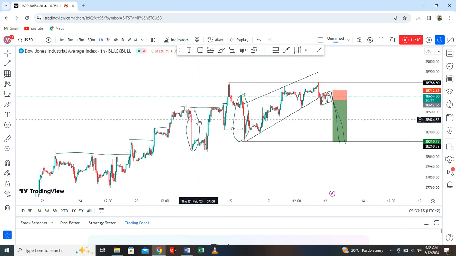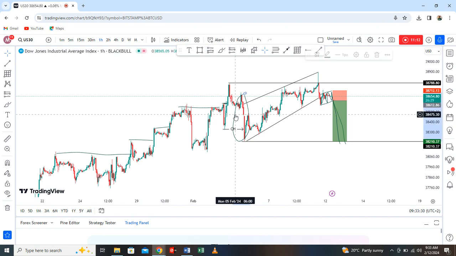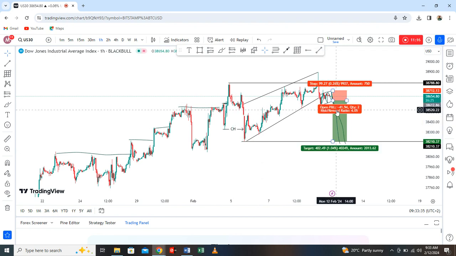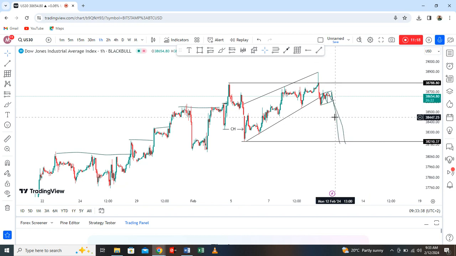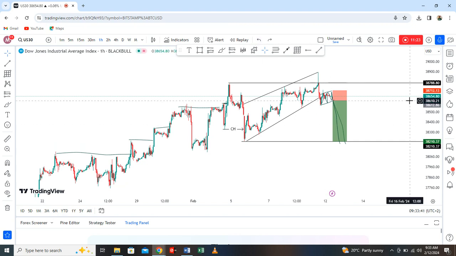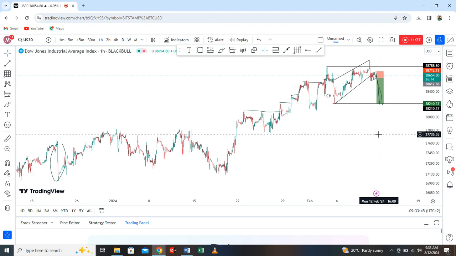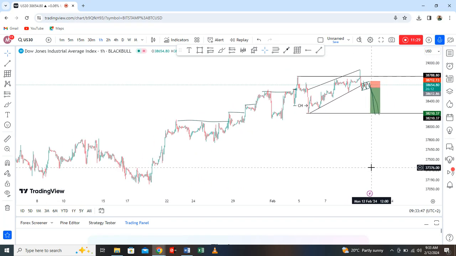So it's easy when you mix the two strategies, and it's easy if you know what you are doing, guys. So I think I'm done with this analysis, guys. I'm done with the analysis. Just waiting for the price to react in our favor. Then we're opening our trades.